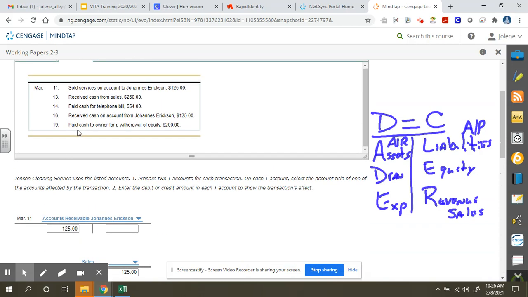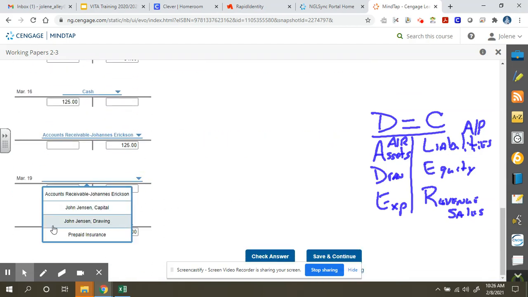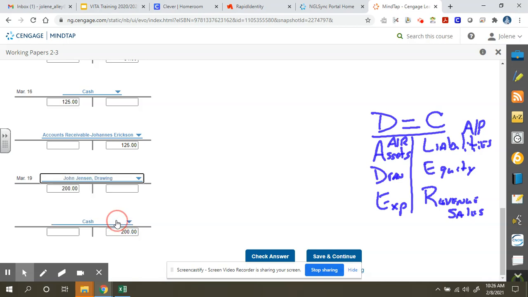And this is the first time we've seen this. The owner is withdrawing, just like you withdraw money from the bank, withdrawing money from his business to use for his own personal use, whatever reason. All right. So this is when we're using this drawing account. And you see that drawing increases on the debit side. So we go down here and we put John Jensen drawing. And then that's it. You check your answers.